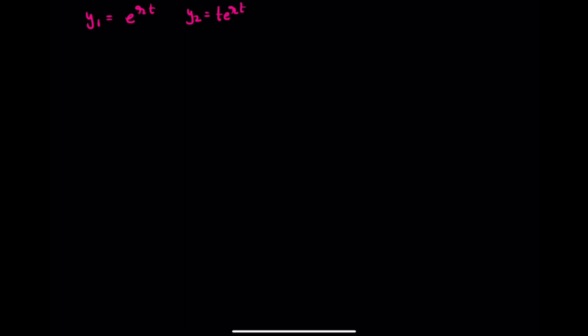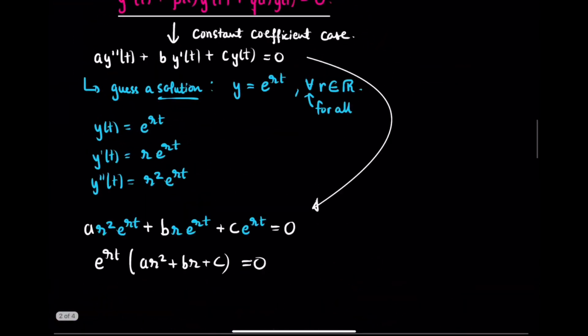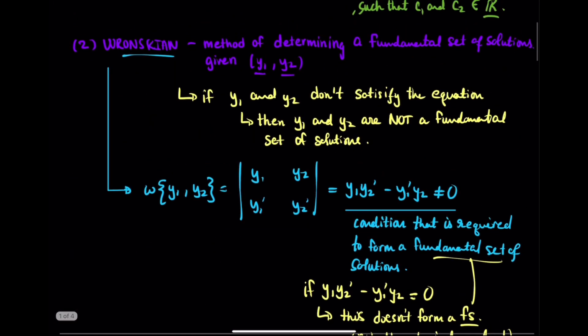So let's do that. y1 prime is r e to the rt, and y2 prime is e to the rt plus t e to the rt times r. So here, r t e to the rt. And let me bring back the definition of the Wronskian right here.